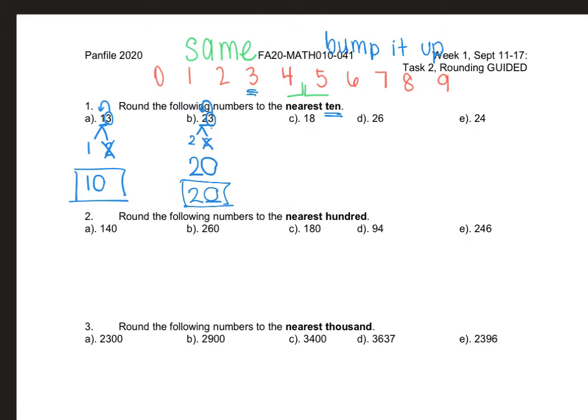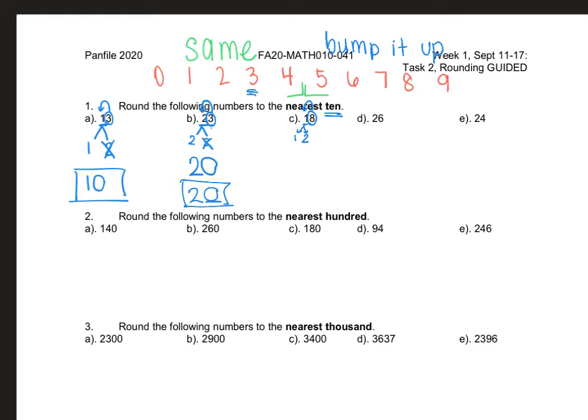Now let's look at 18. If we're rounding to the nearest 10, that's the tens place, the 1. The 8 is going to decide what the 1 becomes. Does it stay a 1 or does it bump up to a 2? Those are always my two options. Does it stay the same or does it bump up? It's never going to go down. Okay, it's stay the same or bump up.